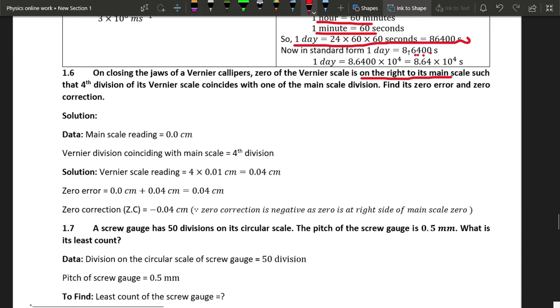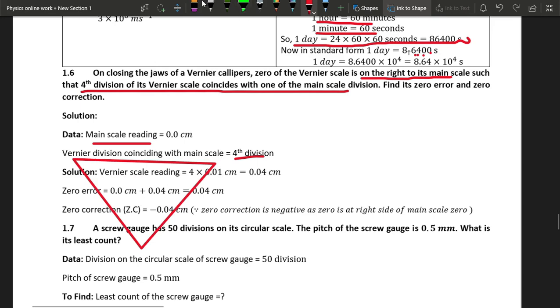So in this, main scale reading is 0, and vernier scale reading is the vernier division coinciding with the main scale. It's the fourth division. You see that fourth division of the vernier scale coincided with one of the main scale divisions. So the vernier scale division coinciding with main scale is the fourth division. So as main scale reading is 0, but vernier scale reading, how can we find vernier scale reading?